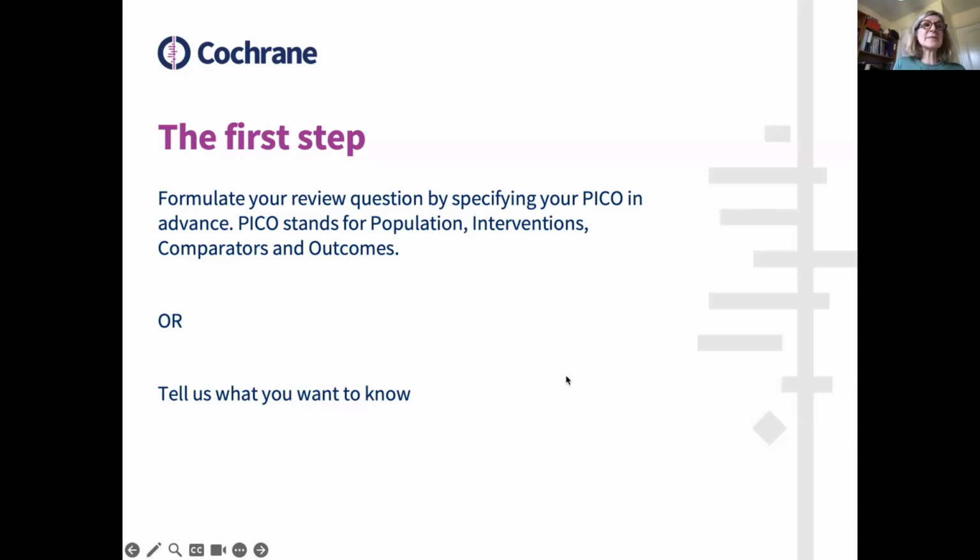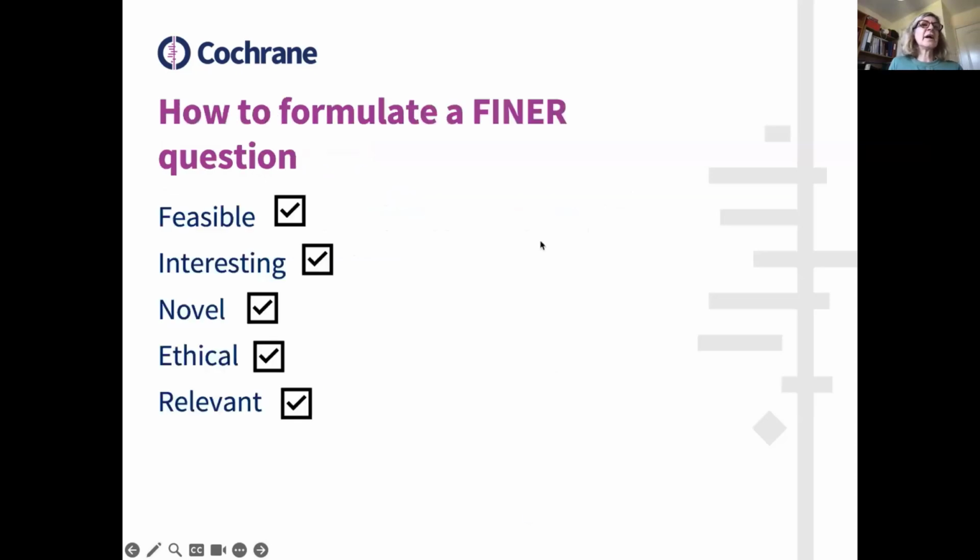To put that in more simple terms, what you're doing first of all is you're telling us what you want to know. So you're telling us why you want to do this review, what you want to find out. There's some more information in the handbook that advises you about things to think about when you're beginning a review and when you're formulating your review question.